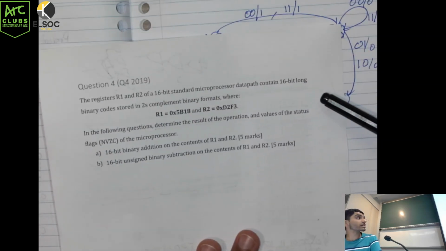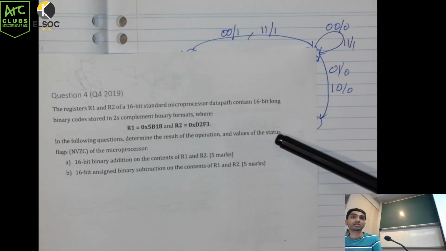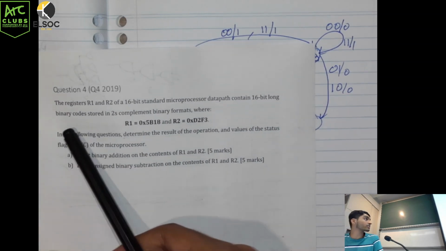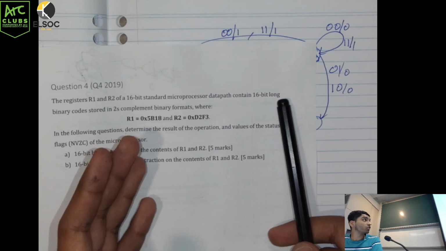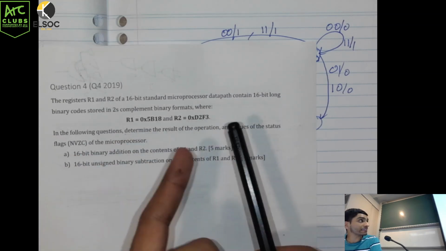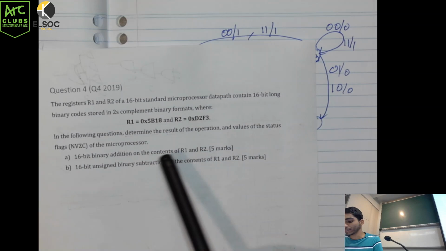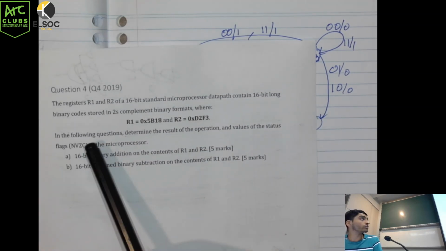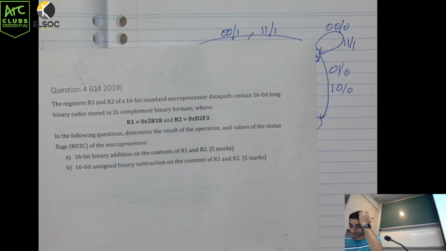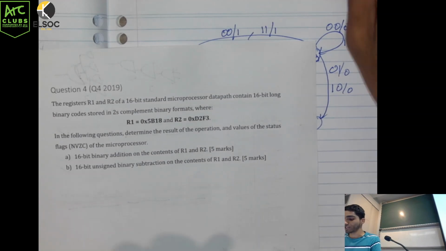Otherwise, this one doesn't actually need the data path. This is just calculating addition and subtraction. If you actually look at it, it's saying the registers R1 and R2 of a microprocessor. This is basically just giving you nonsense. All it's saying is add these two together and tell me the NZVC output, and subtract them and do the NZVC output. The reason I'm skipping this is because Otto already went over basically all of this question and he made up his own hex values and subtracted them. So we don't need to do that now.